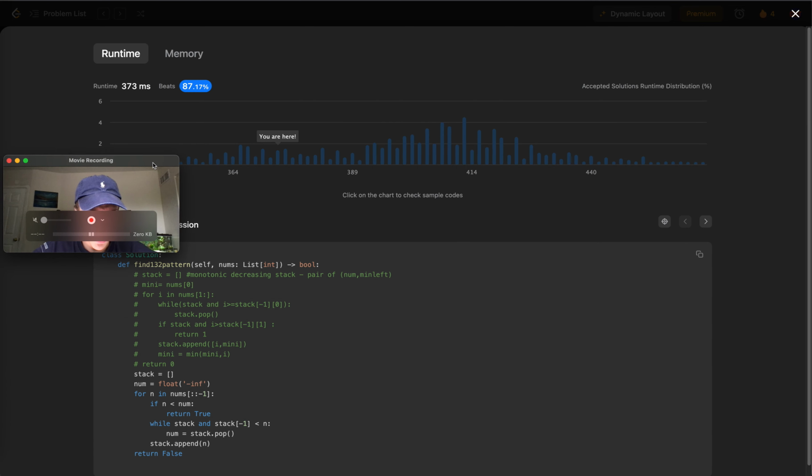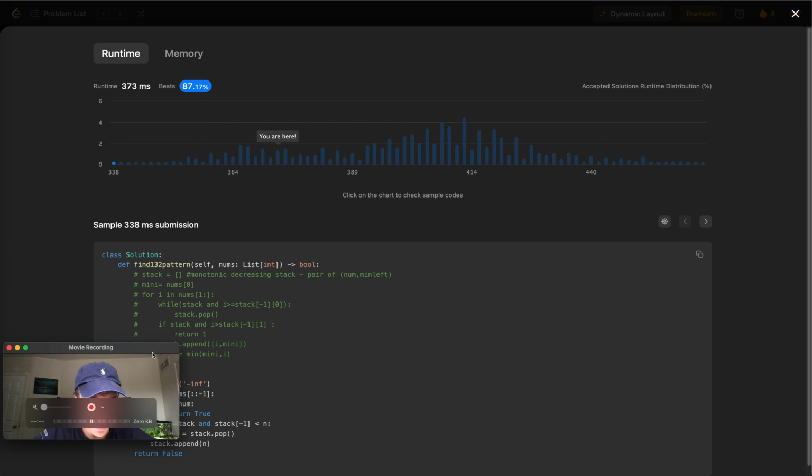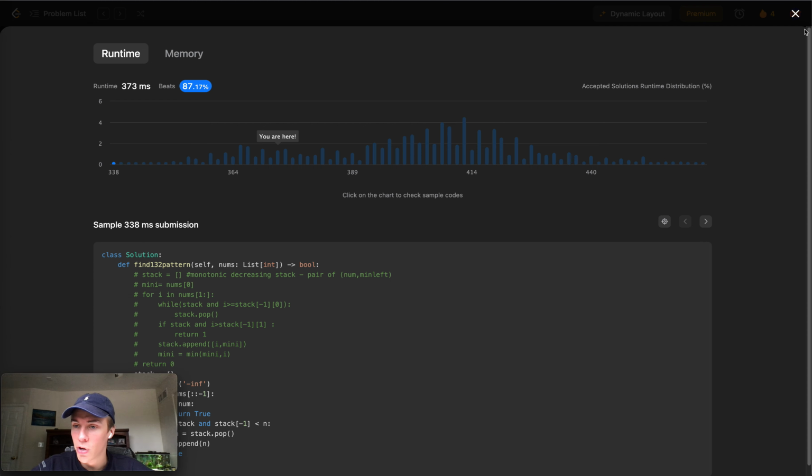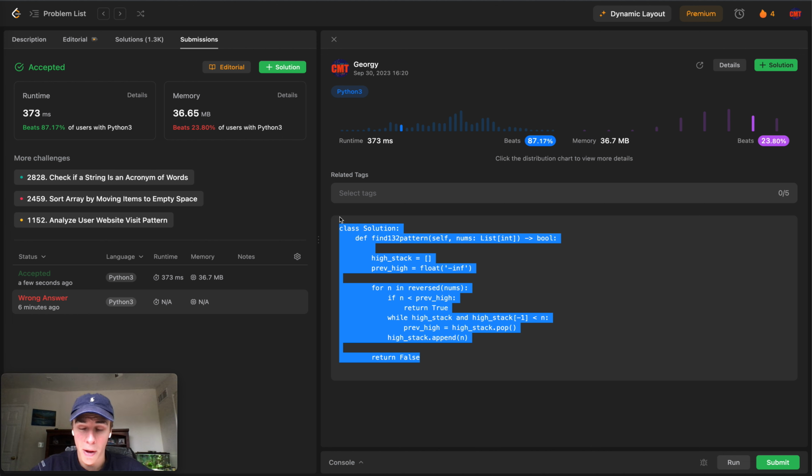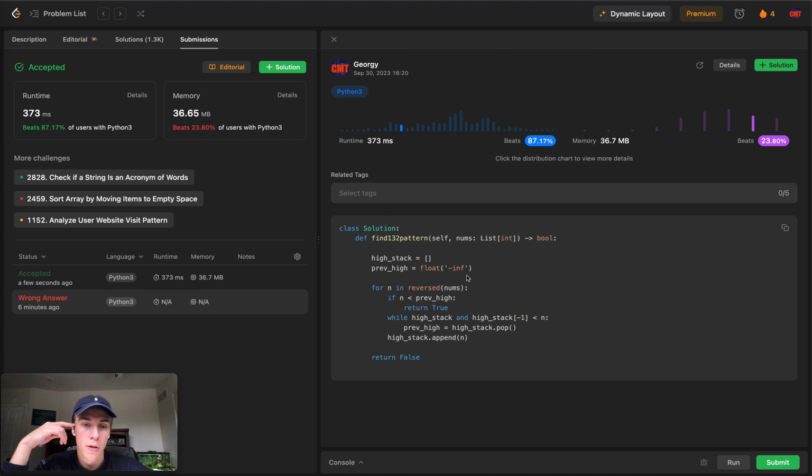Let's see, are there any other solutions? No, this is identical actually. So yeah, there are no other solutions for this. And yeah, this is a very clean approach. I understand that it's hard to see, but maybe this iteration of thought helped you guys.